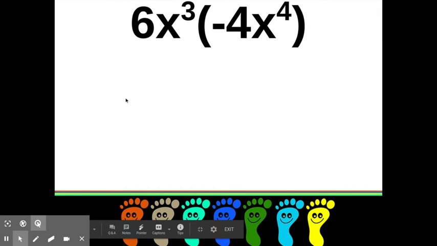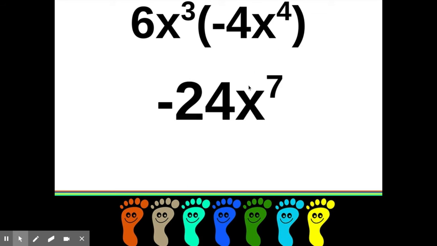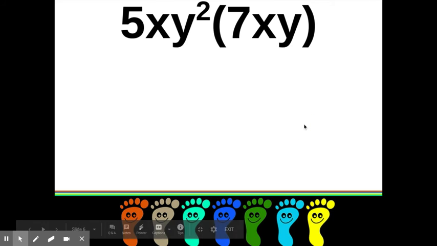Again, remember when you're multiplying with the distributive property, multiply coefficients, but because we are multiplying like bases, we can add their exponents. So 6 times negative 4 is negative 24. 3 plus 4 is 7. So negative 24x to the 7th is my simplified answer.